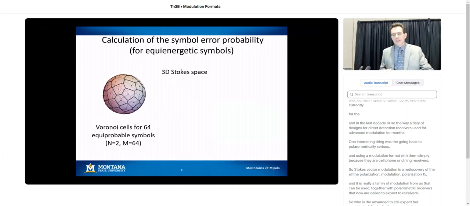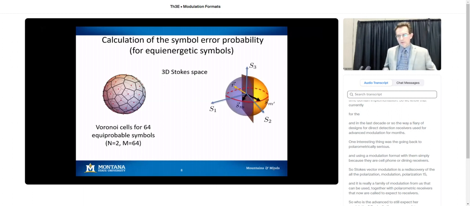A centerpiece of this work was the calculation of the symbol error probability. And I'm going to show you why it is difficult. So in the 3D Stokes space, here you see 64 points, approximately equally spaced on the Poincare sphere. And if we assume that the different symbols are equiprobable, we can use the maximum likelihood criterion for incoherent detection in order to plot the correct decision regions that are shown here as irregular polygons. In order to calculate an accurate closed form expression for the symbol error probability, you have to take into account these irregular boundaries. This can be done only for very small constellations, and certainly it is very hard to generalize to higher dimensional Stokes spaces.